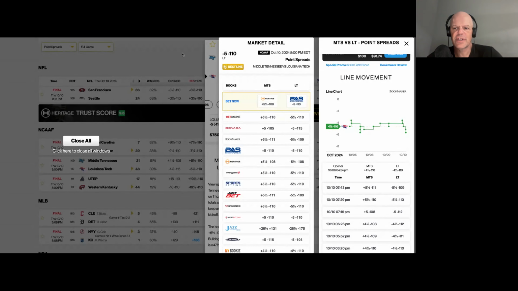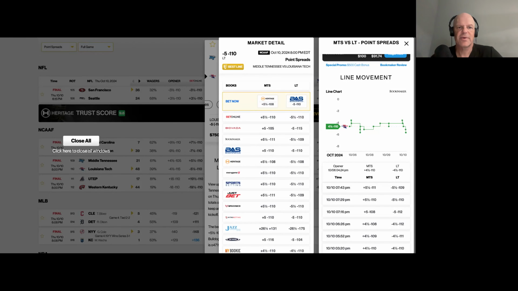Sharp movement is generally late and subtle, so that means this line for La Tech moved to 5 at 7:16 and then had another bump, so it moved a full point, basically about an hour and a half before the game time. So that more times than not is an example of sharp movement. And of course, La Tech 1.